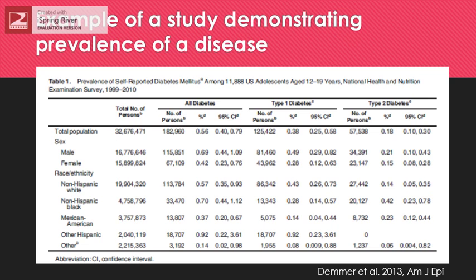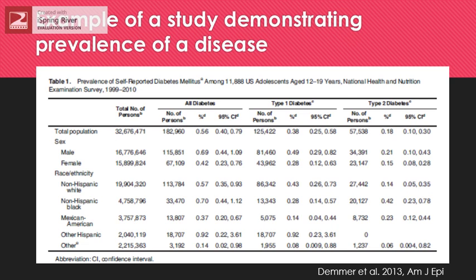And they were looking at prevalence of diabetes in adolescents, age 12 to 19. Okay, now, the NHANES study did not study every 12 to 19-year-old in the United States. So they used statistics to estimate the prevalence based on the prevalence of the disease in the population that they studied.